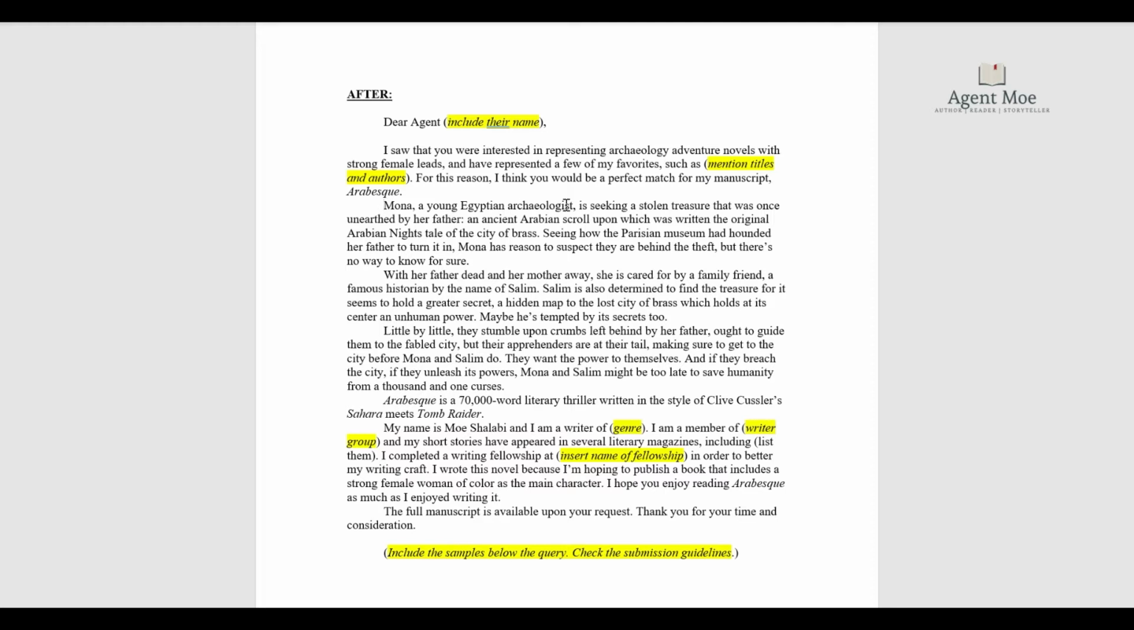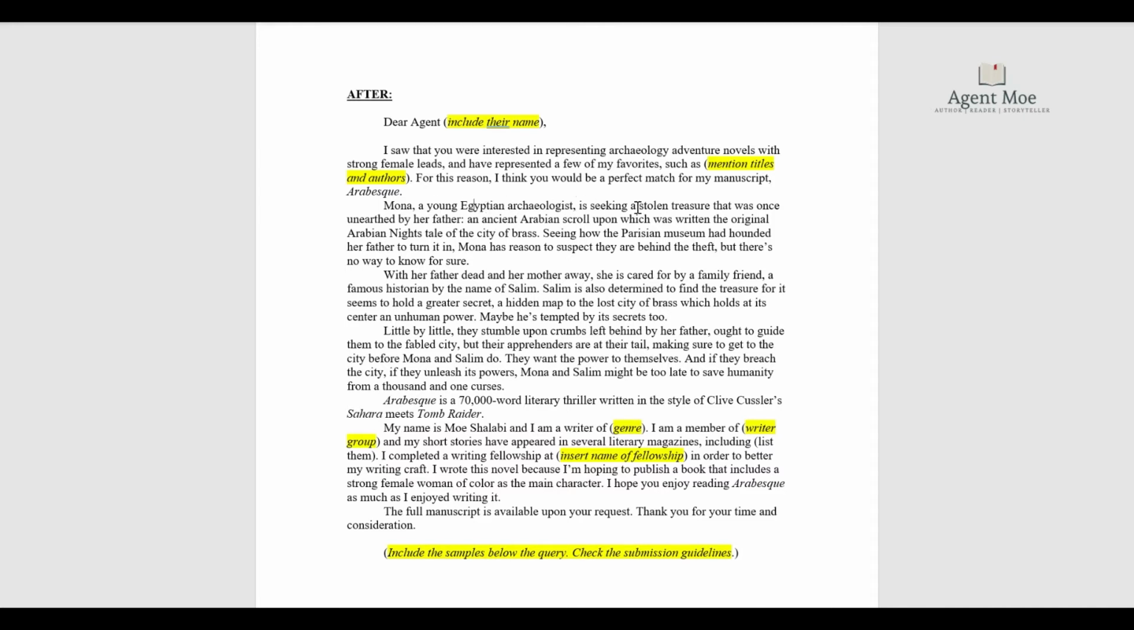So Mona, a young Egyptian archaeologist. I included young and Egyptian. This identifies almost what genre it is. It also identifies what kind of book it is. Well, this book includes diverse characters. My main character is Egyptian. And it's good because I come from a diverse background, so it's okay for me to write characters that come from a diverse background, especially since I understand these backgrounds and those cultures. If you don't, that's another conversation for another video.